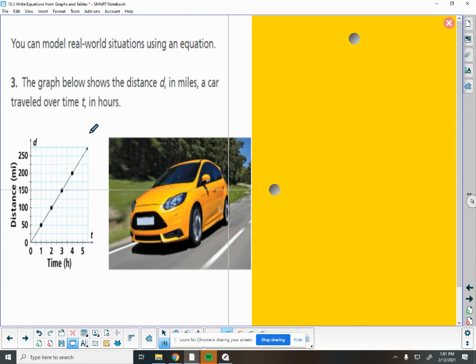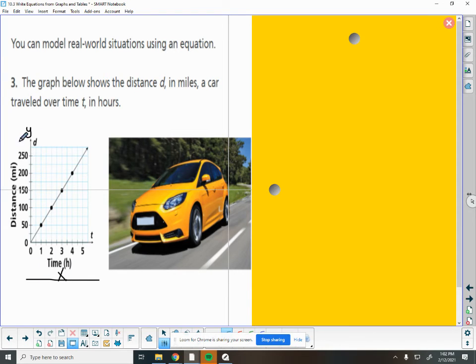Task 3 tells us that we can model real-world situations using an equation. The graph below shows the distance d in miles a car traveled over time in hours. So remember, the one going across is our x. They're using t for time or hours, but it's our x variable. This is our independent one. This is what they get to choose, how much time they spent in the car. And then d, our distance, is our y variable. This is our dependent. So the miles they travel depends on the time they rode in the car.